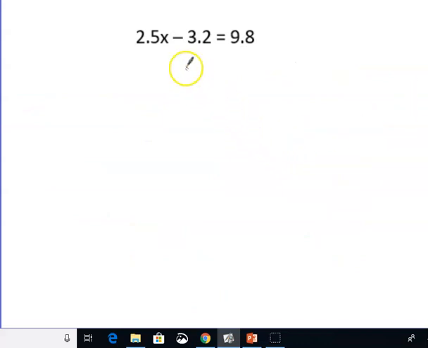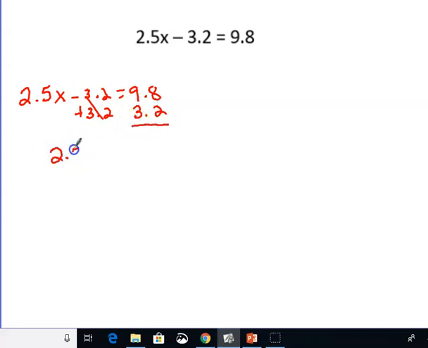On the next problem, we have decimals. So if I wasn't thinking about trying to get rid of decimals, I would just start solving like normal. I would add 3.2 to both sides. 8 and 2 is 10, 9, 10, 11, 12, 13. And you want to divide 13.0 by the 2.5. So this is a little bit messy.